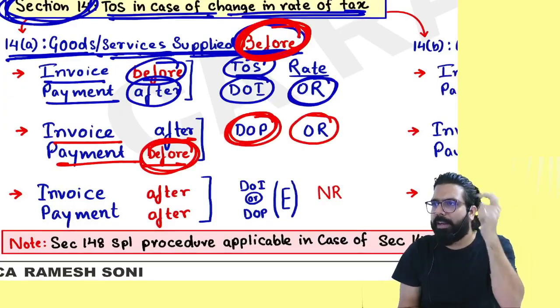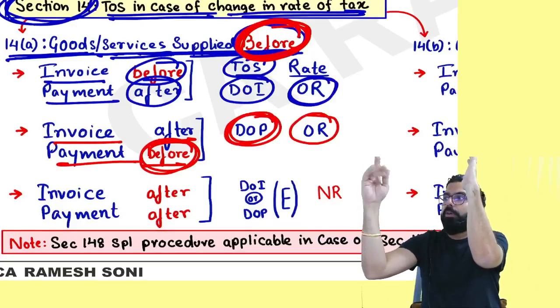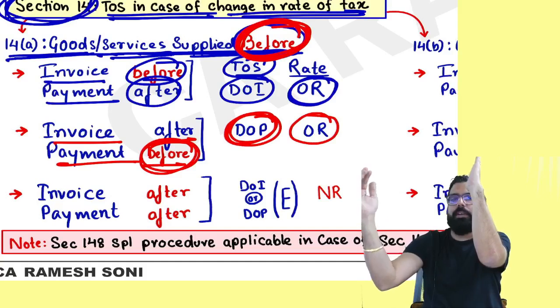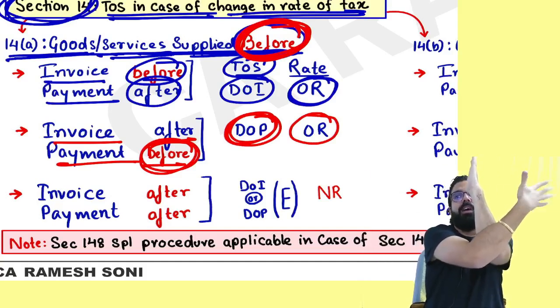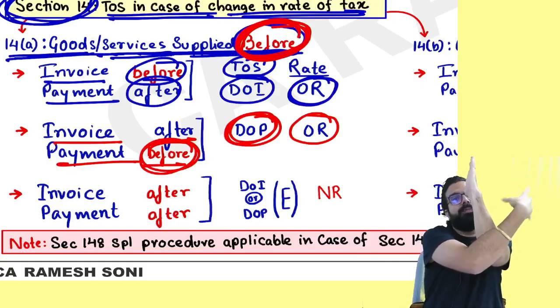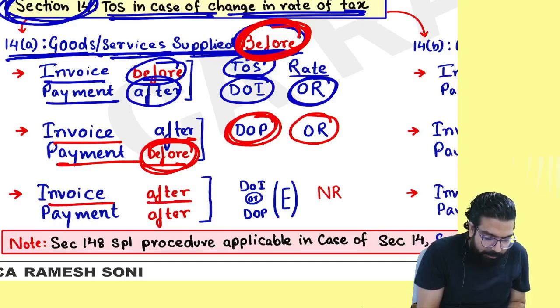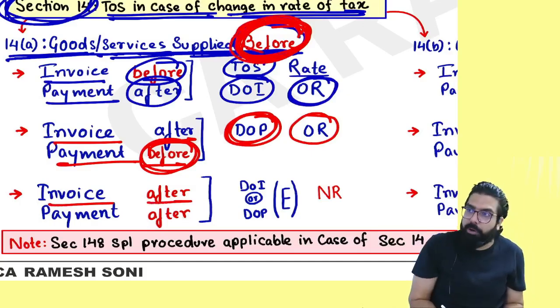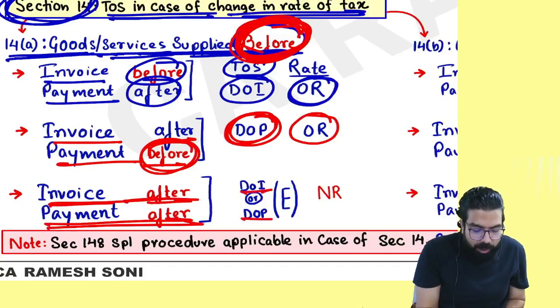Can I go ahead everyone? Did you guys get the thought? Goods and service supplied before the rate change, invoice also after, payment also after. In these two, whichever is earlier, and it is after, so the after rate, new rate, will apply. Is my point clear to all? Goods and service supplied before, but invoice is after and payment is also after, then date of invoice or date of payment, whichever is earlier, and new rate.